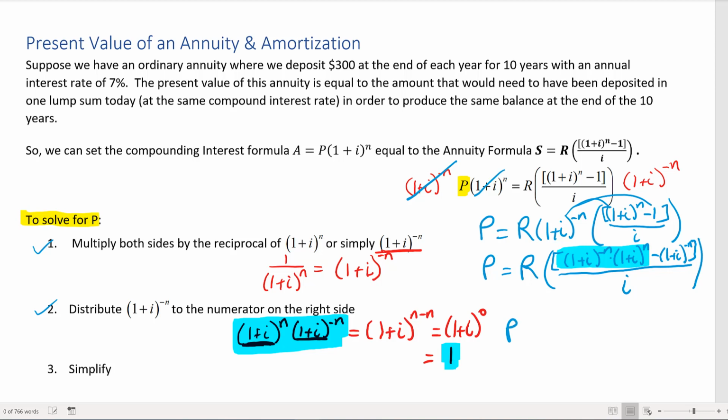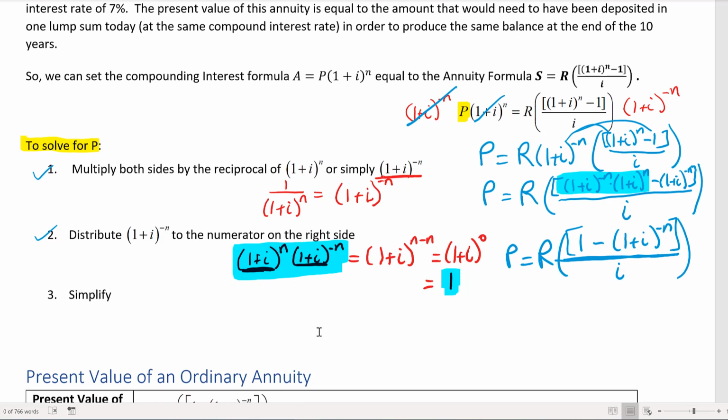So we have the formula P equals R, parentheses. The highlighted blue just turns out to be 1 minus 1 plus i to the negative n, all over i. And we like to have the brackets around those numerators, so that reminds us that all of those are grouped together because of the grouping symbol, the divide sign. And that is our new formula for P, which is the present value of an ordinary annuity.